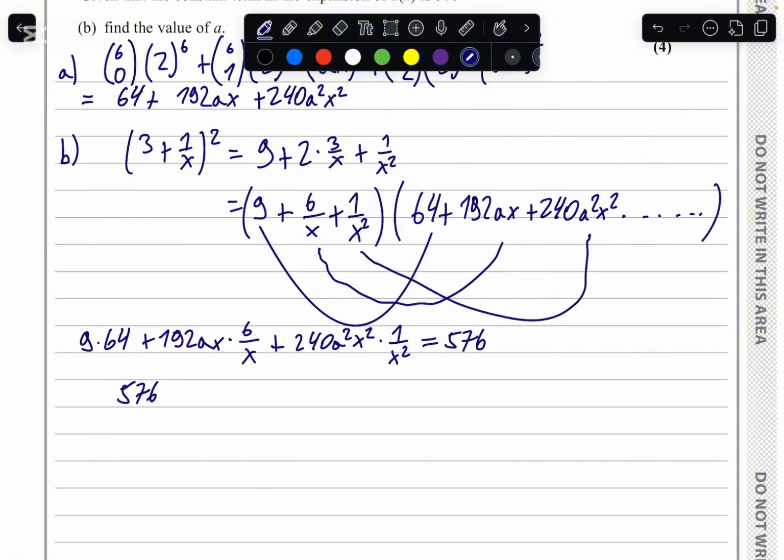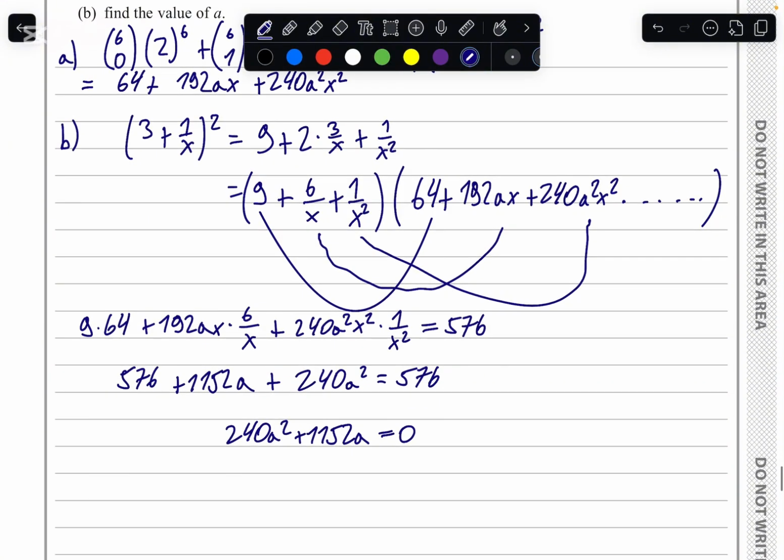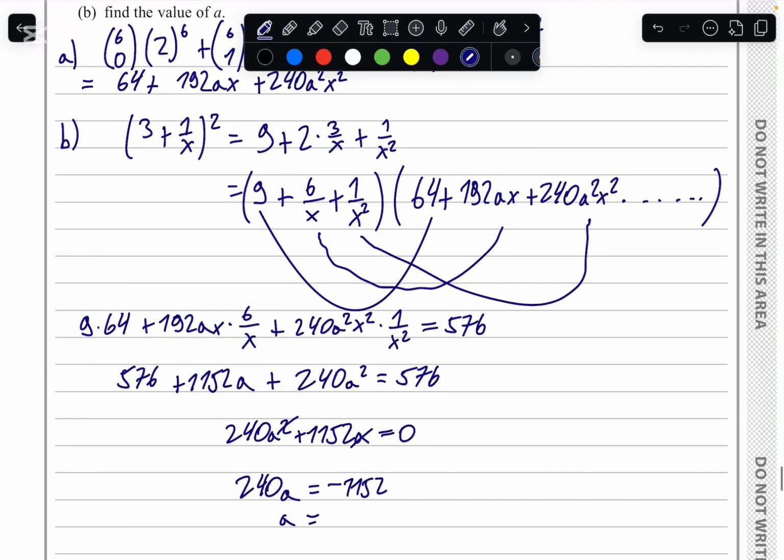Six times 192 gives us 1152, and that gives us 240a squared is equal to 576. Simplifying this gives us 240a squared plus 1152a equal to 0. Cancelling out the a gives us 240a is equal to minus 1152. So a is equal to minus 24 over 5.